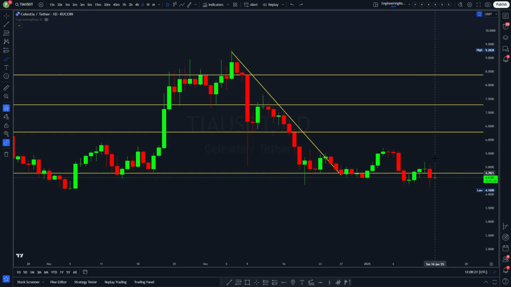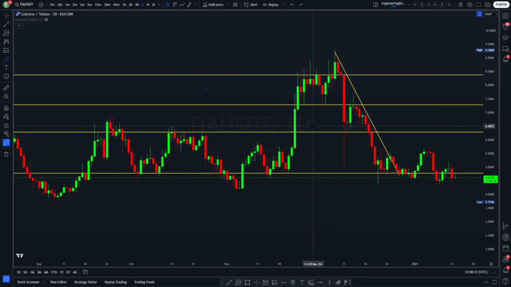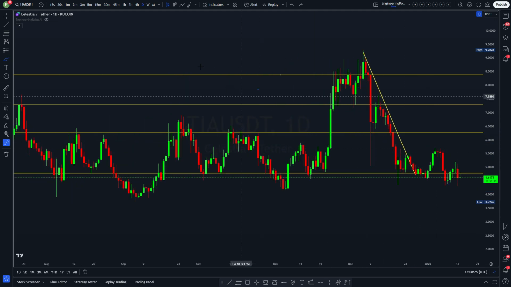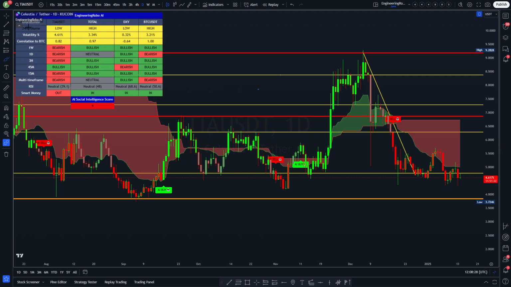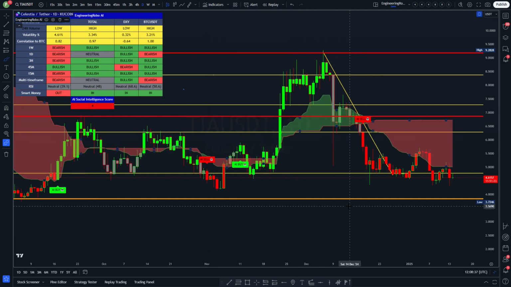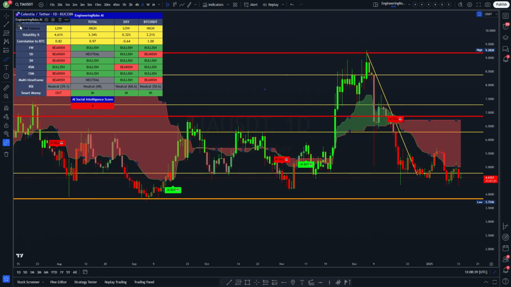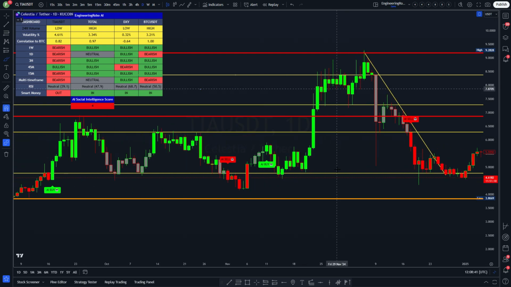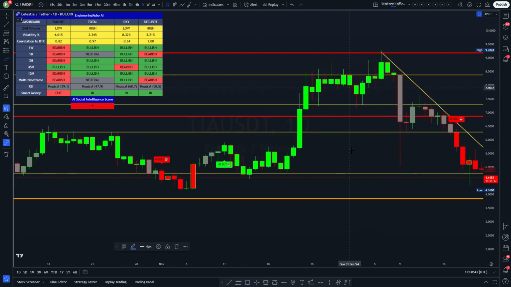Now that we've orientated ourselves with some basic TA, I want to actually switch on EngineeringRobo to understand what that is telling us. Let me remove the green cell cloud just to have it a little bit clearer for us. And we can then start looking at what is actually happening with TIA.